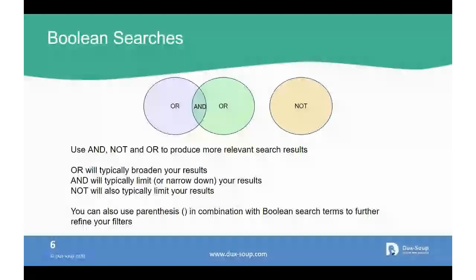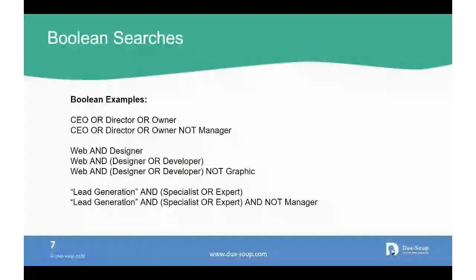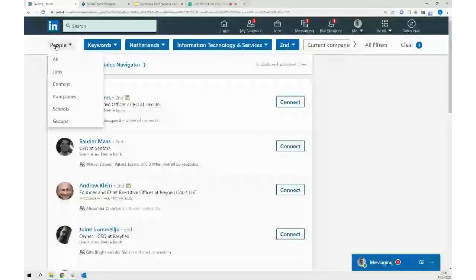Be really clear here that Boolean expressions are case sensitive, and AND, OR, NOT must be in uppercase. You can also use parentheses in combination with the Boolean search terms to help you further refine your filters. So I'm going to go through these examples here that I've got on this page, and we can see the numbers change depending on which expressions we're using with the Boolean searches.